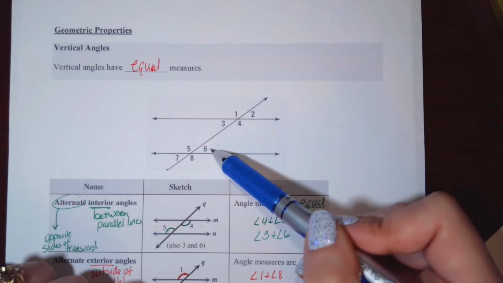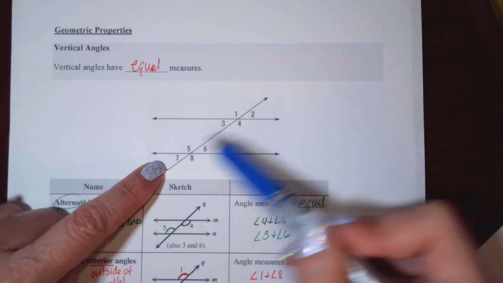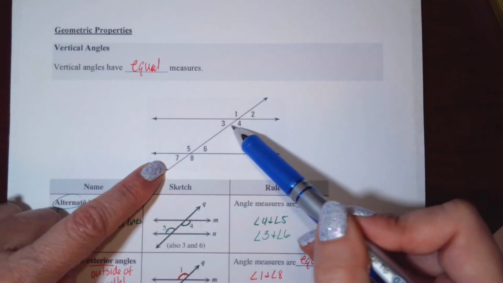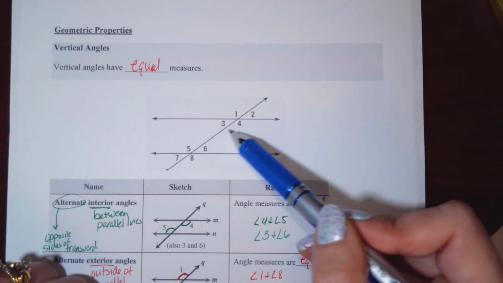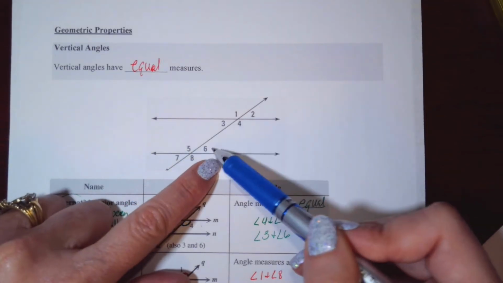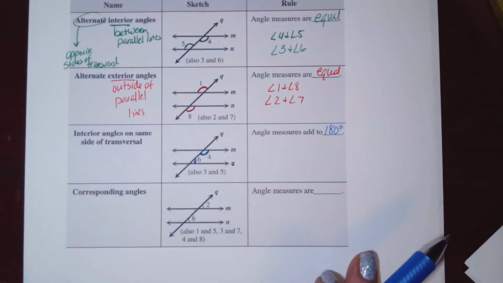We know that 6 is the same measure as 7, and we know that 7 and 2 are the same measure. So if 2 and 4 form this straight line, and 2 is the same measure as 6, then 4 and 6 would also form a straight line, or be a straight angle, or sum to 180 degrees, however you want to word that.